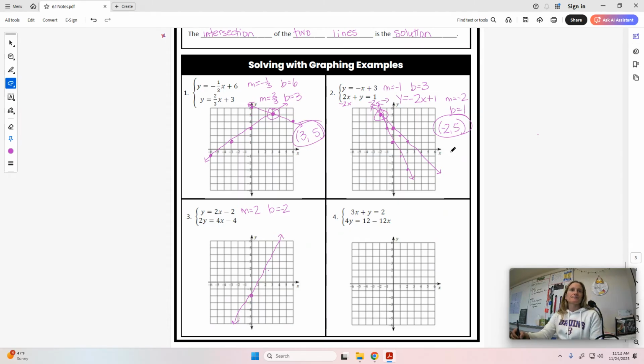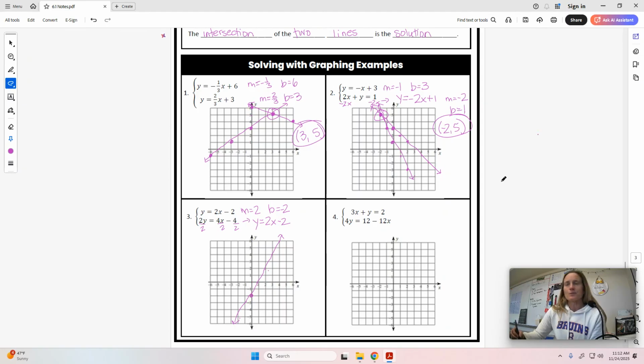There's our first line. Our second equation isn't ready for us to graph because the y still has a 2 in front of it. So when we divide everything by 2 to get rid of that, this equation becomes y equals 2x minus 2, which happens to be the exact same equation as the first one. So this would graph the same line.